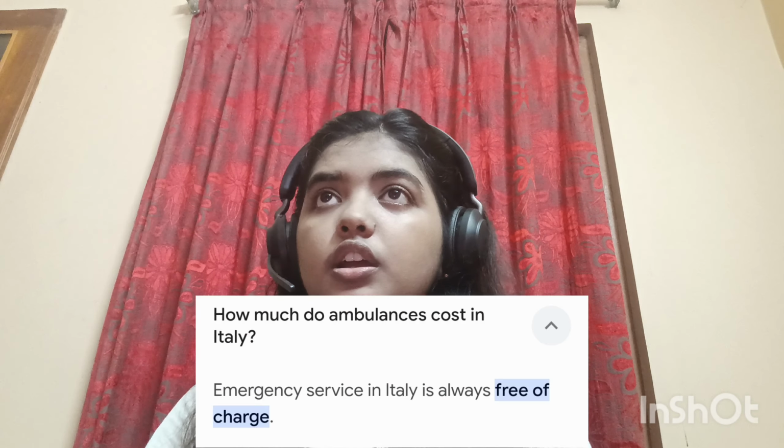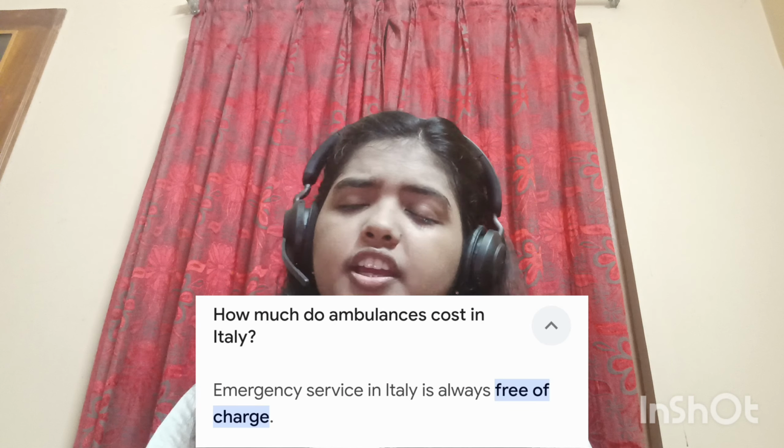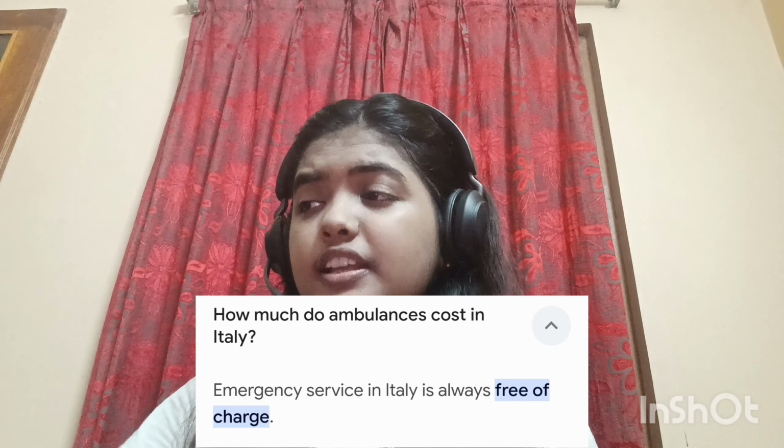And ambulance services, sorry to inform you, are not free of cost, but in countries like Italy, Germany and all the foreign countries, when the emergency vehicle arrives, all the services are free of cost.